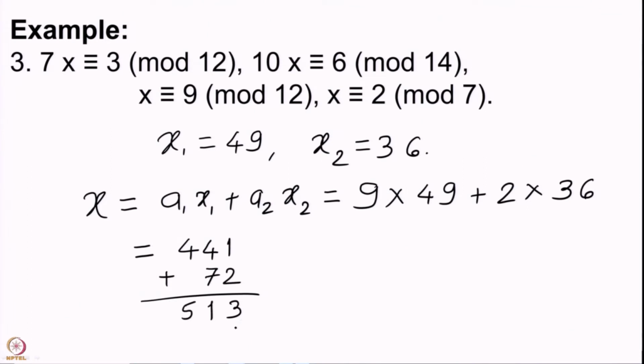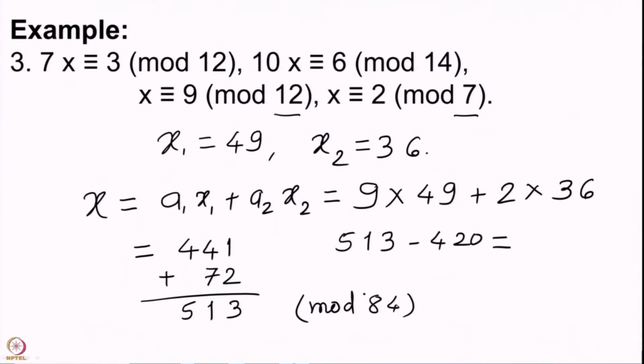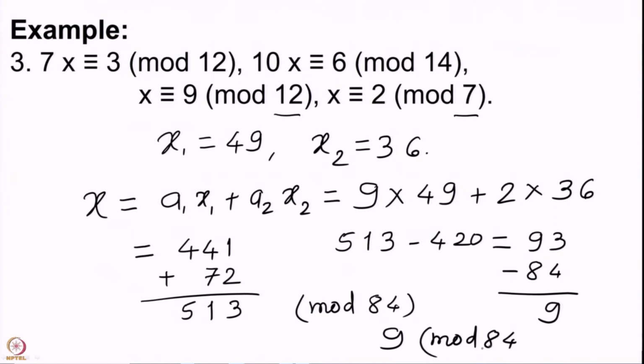So our answer is 513, but we need to go modulo 84, which is the LCM of 12 and 7. So when we need to go modulo 84, you can readily subtract 420 from 513. So that will give us 93, and then you subtract 84 again from here to get 9. So our answer should be 9 modulo 84.